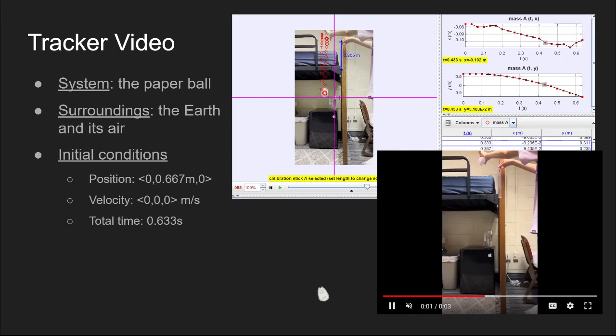For my video, my system is the paper ball, which is my object, and the surroundings is the earth and its air. I positioned my coordinate plane with the positive y-axis going up and the positive x-axis going right. So my object moved along the negative y-axis. I used my ruler as the scale calibration. My initial conditions are shown here. You can see the y-graph is exponentially moving in the negative direction due to the acceleration of gravity on the object.